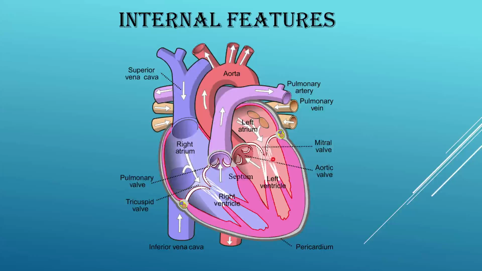And because of the number of cusps, on the right hand side, the valve is called the tricuspid valve, and on the left hand side, between the left atrium and left ventricle, it is known as the bicuspid valve or mitral valve. It is also called the mitral valve.